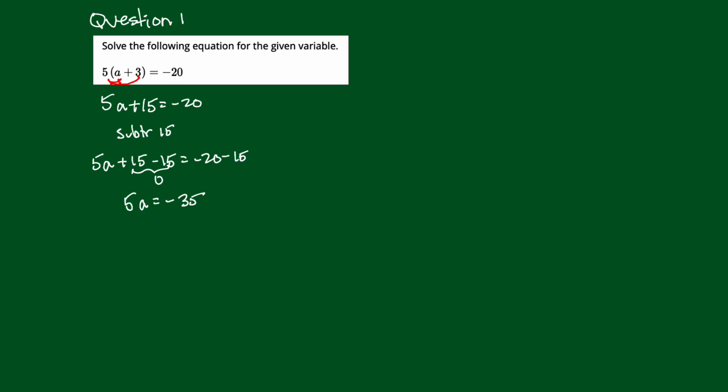Now, one more step here. I see a has been multiplied by 5, so I'm going to undo that multiplication. I'm going to divide by a. No, I'm not. I'm going to actually divide by 5. It'll look like this. 5a over 5 divided by 5 equals negative 35 divided by 5. Now, 5 divided into 5 is 1, so I'll just write a is equal to negative 35 divided by 5 is negative 7.